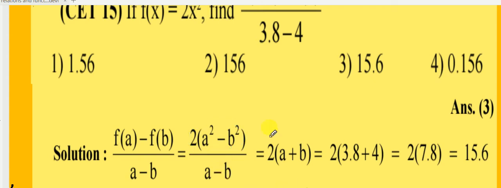Therefore a minus b is eliminated. We are left with 2 into a plus b, which is nothing but 2 into 3.8 plus 4, because a is taken as 3.8 and b as 4. Therefore we have 2 into 7.8, which is 15.6. Answer is 3. That is option 3 is the right answer for this question.